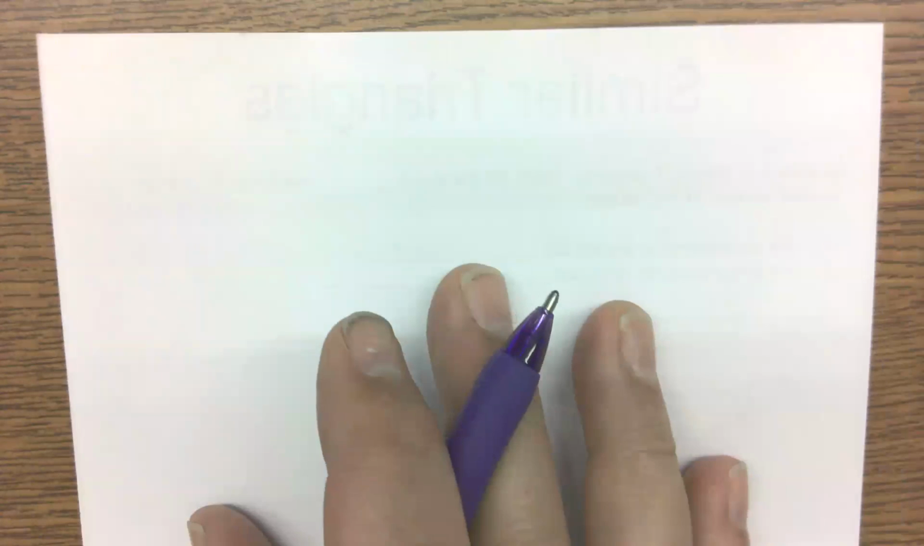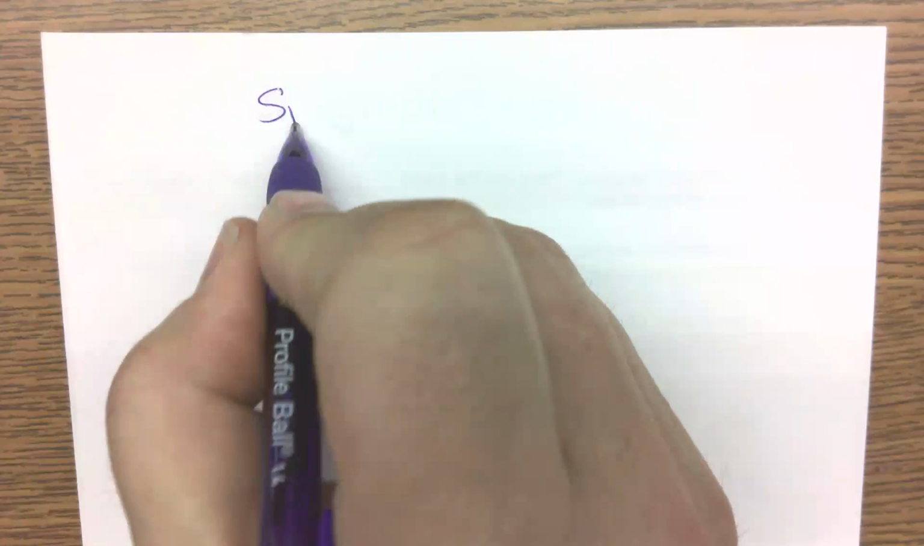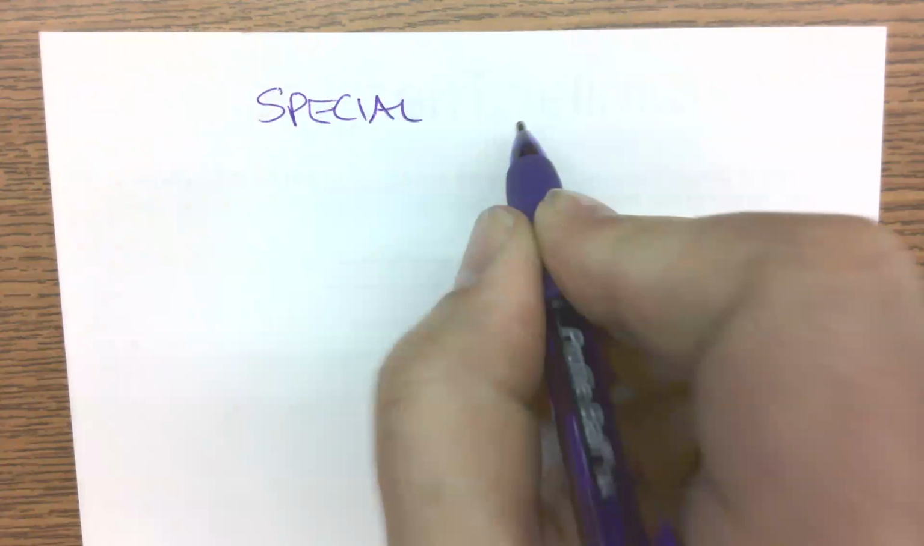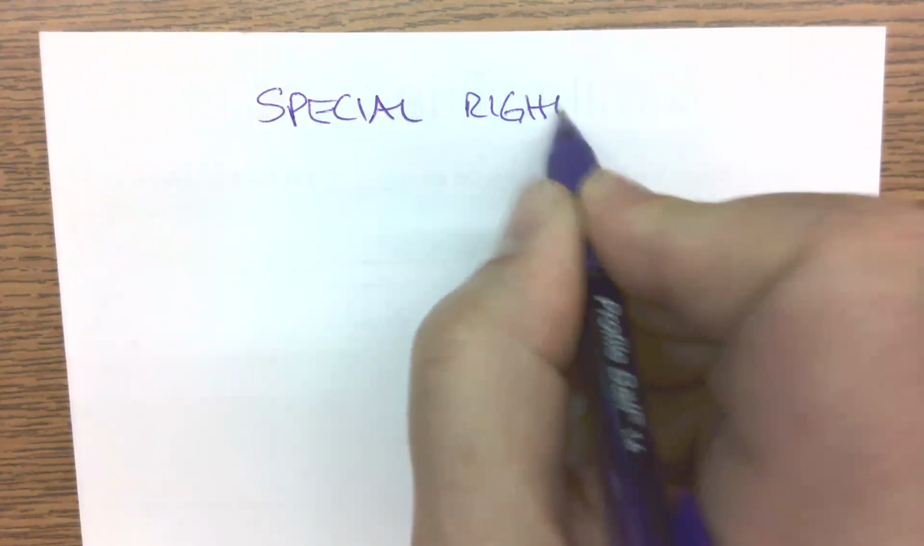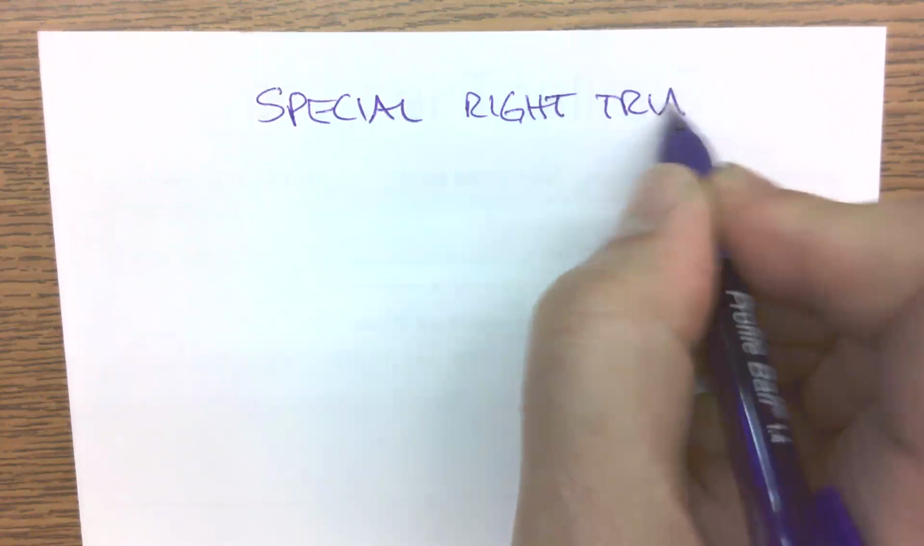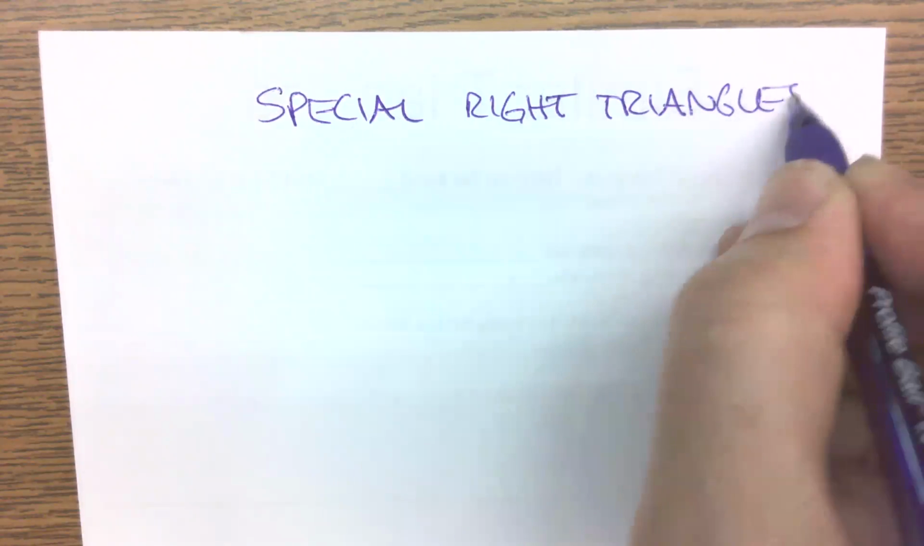Now, I know that the vogue thing is to talk about everybody's special and everybody's just as good and blah, blah, blah. But I got to tell you, there are 2 right triangles that are more special than any others. These are called special right triangles. And everyone else is jealous of them, I know. But you'll see in a moment why they're special.